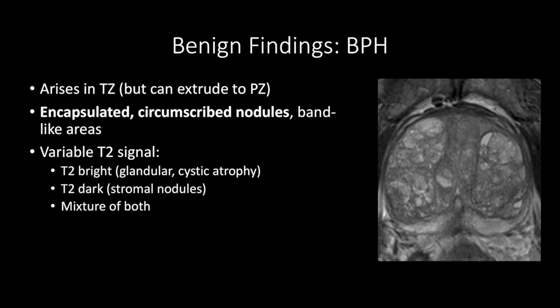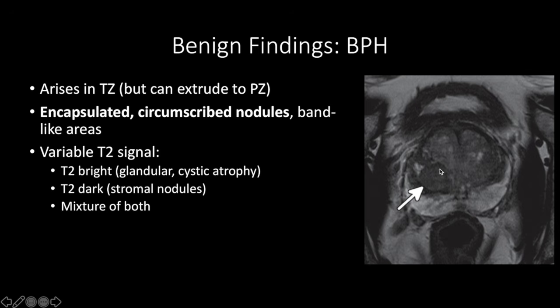And what they look like is going to depend on what they're made of. So glandular BPH changes and areas of cystic atrophy, of course, are going to be pretty T2 hyperintense or bright. And stromal BPH changes are going to be pretty T2 hypointense, but typically are very circumscribed. So here, for example, we have BPH changes that are glandular, that's completely encapsulated. Here is an example of a stromal nodule. It's T2 hypointense, but it's quite circumscribed.